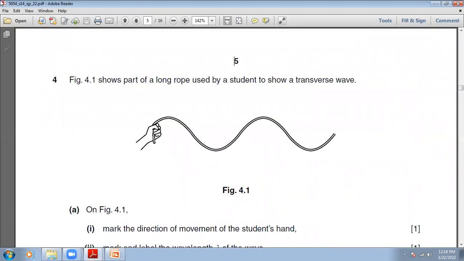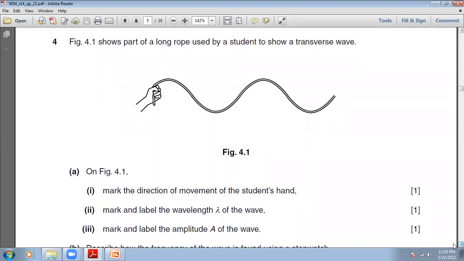So question number 4 is showing up on your screen. It says, figure 4.1 shows part of a long rope used by a student to show a transverse wave. Mark the direction of the movement of the student's hand. You see, to produce these waves in a rope, you have to move your hand up and down, up and down. So I will put an arrow here in the upward direction and an arrow in the downward direction.